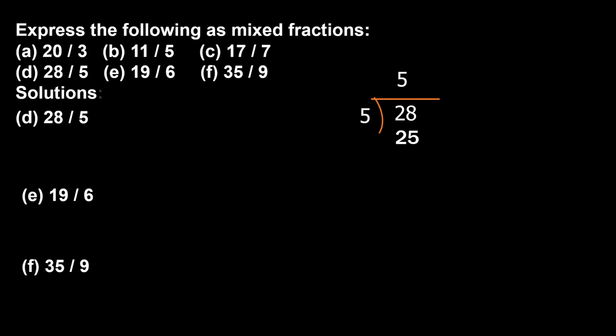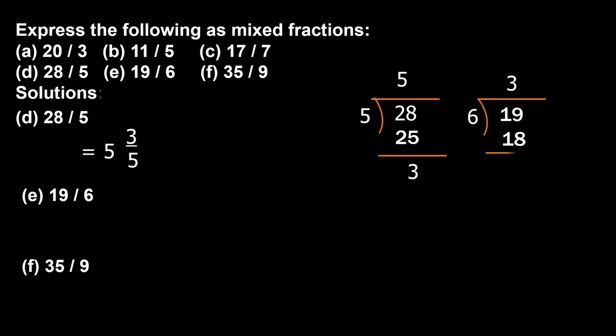So 5 5s are 25. Remainder is 3. So the answer is 5 3 by 5. 19 divided by 6. 6 3s are 18, remainder 1. So how will you write this? 3 1 by 6.